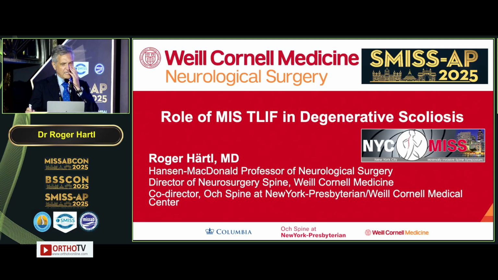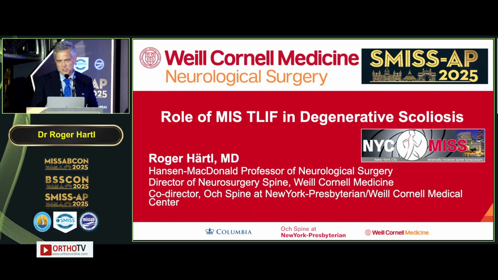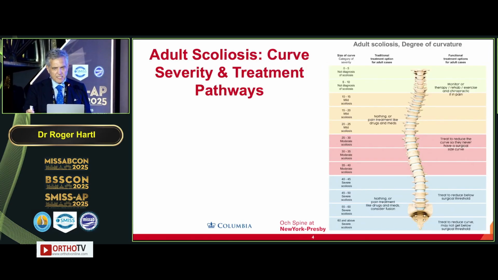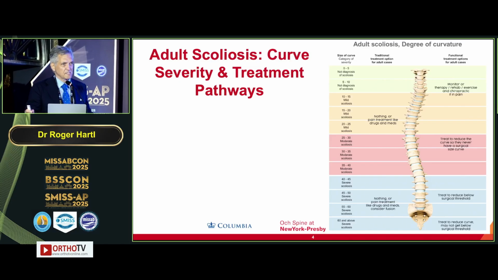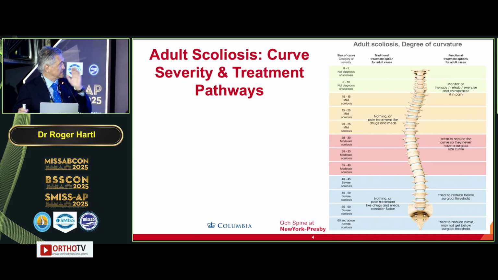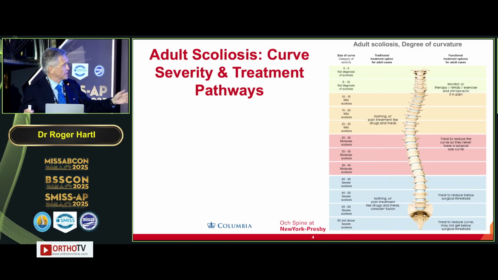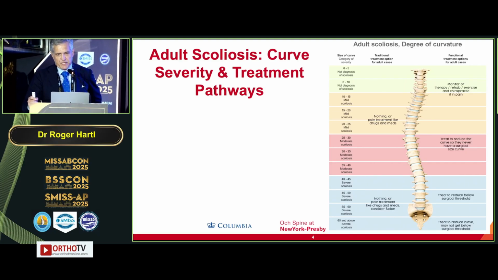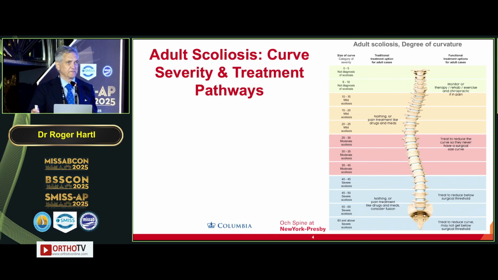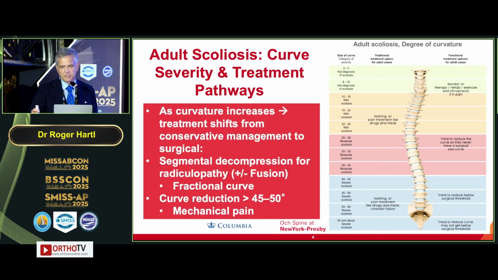So, the role of MIS-TLIF in degenerative scoliosis. I think it's very interesting. The treatment for adult scoliosis obviously is complex. And on the right side, if you go from the upper to the lower part, as the degree of scoliosis increases, the treatment becomes more surgical, of course. And usually the treatment then is really deformity correction. And I think MIS-TLIF is probably not the best option for that.